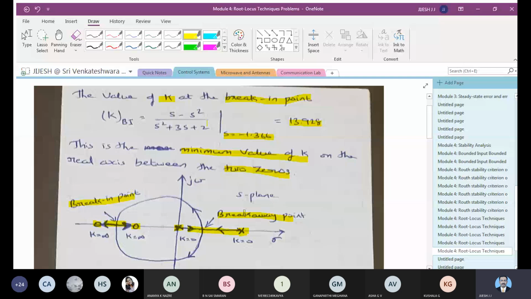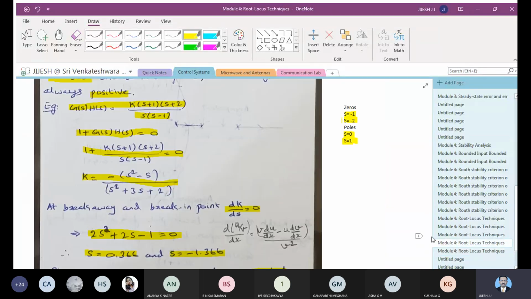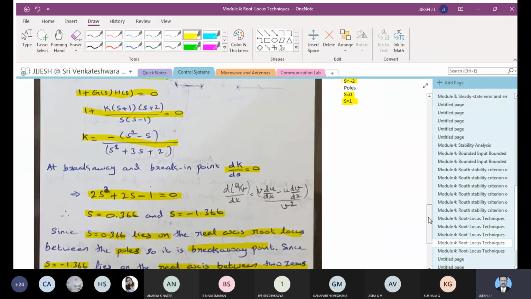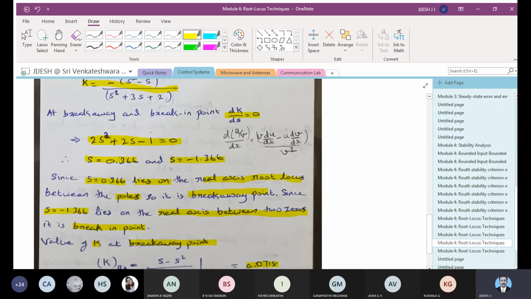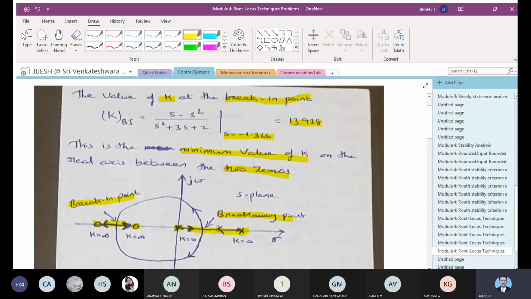So what is the value we have found for the breakaway point? In the breakaway point, we got the value as 0.366. So let us put 0.366, as well as in the break-in point, we got it as minus 1.366. So let us put those values in the figure. So I am putting it as 0.366 here, and minus 1.366, 2 points.